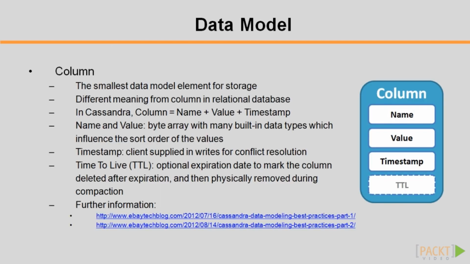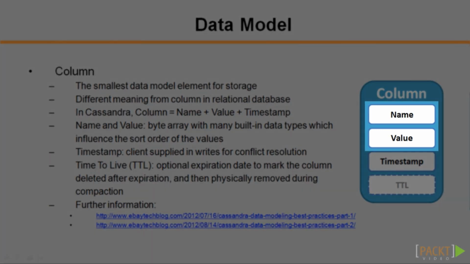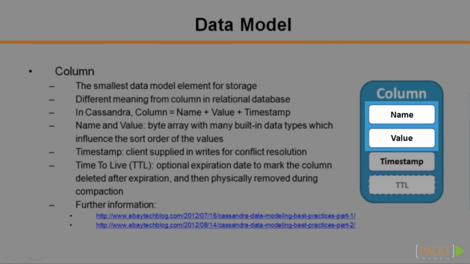Column is the smallest data model element and storage unit in Cassandra. Though it also exists in a relational database, it's a different thing in Cassandra. A column is a name-value pair plus a timestamp and an optional time to live. The name and the value are byte arrays, and Cassandra provides a bunch of built-in data types which influence the sort order of the values.